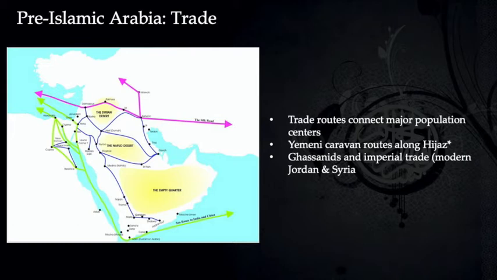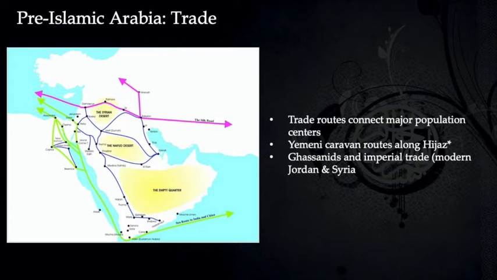I'll do the laser pointer. Right here, this is the Gulf. This is the Persian Gulf. So these are coastal trade routes, and then right here in between is a Red Sea trade route, the Hijaz trade route here, and you can see how that runs just to the west of the mountains. So Yemeni caravan routes running along the Hijaz provided economic opportunity.